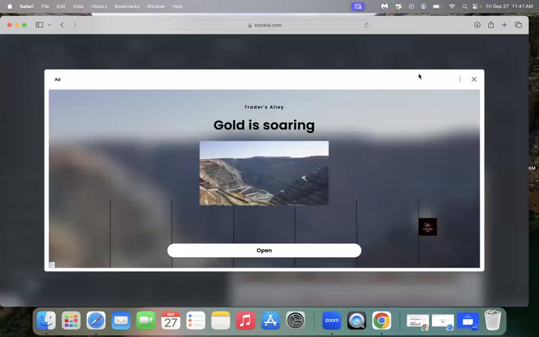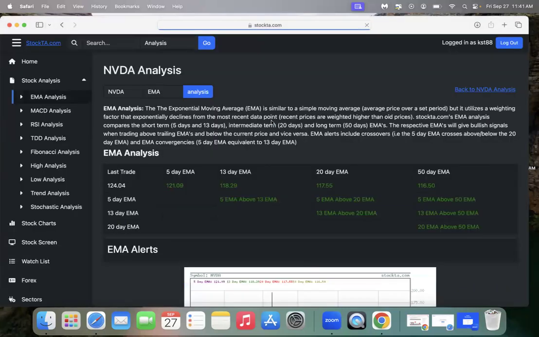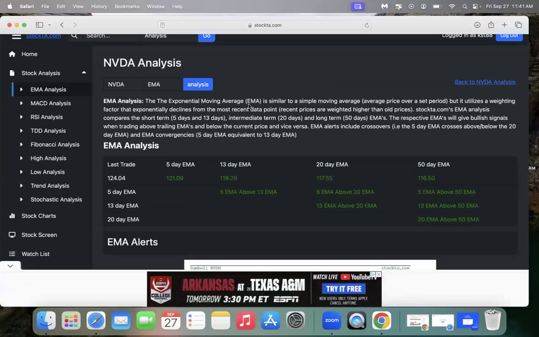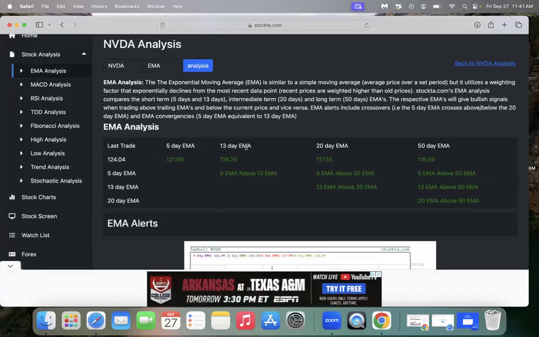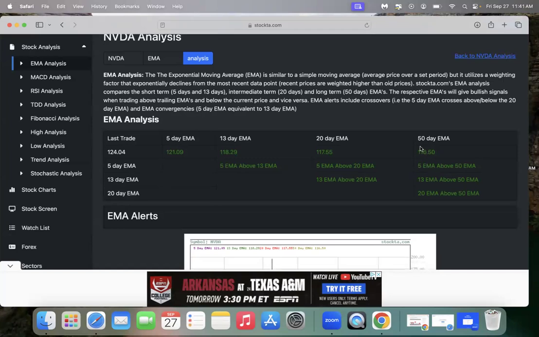So we do EMA analysis, exponential moving average. I'll let you guys read this on your own time. But you want the 5-day to be above the 13 to be above the 20 to be above the 50. When you have all these different factors, that is very bullish. And if you have it the reverse, that would be very bearish.